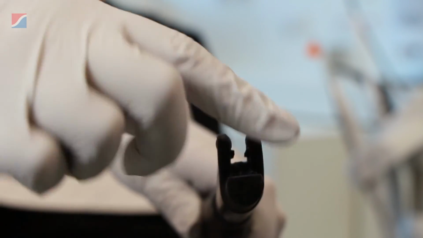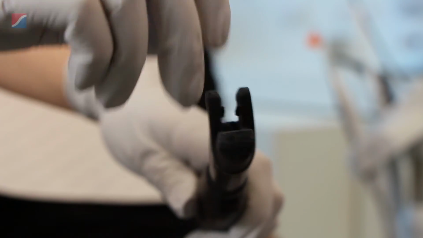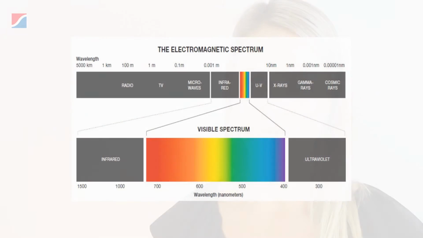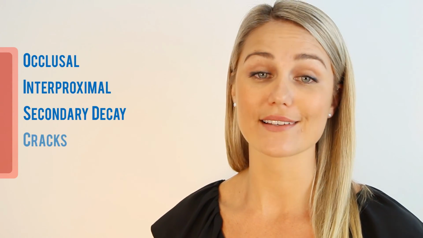So you can imagine the tooth is here, the arms are around the tooth, and then on top of the tooth is the camera lens. So essentially it's recording that data and transferring it back to the computer. The DIAGNOcam uses near-infrared light transillumination. When enamel is under this frequency of light, it becomes more sensitive. Therefore, lesions appear dark. What we get is dark lesions, which can be defined as occlusal, interproximal, secondary decay, cracks and fractures.